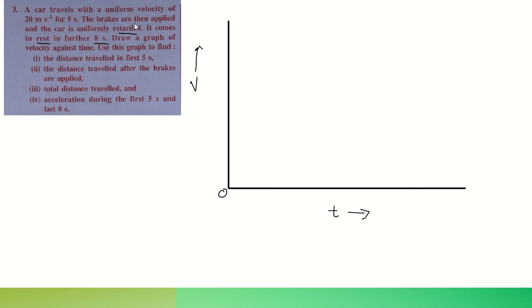So a car travels with a uniform velocity of 20 meter per second for 5 seconds. Okay, say this is our 20 meter per second. Initial velocity is 20 meter per second. It travels for 5 seconds. Okay, so this is where our 5 second is there. Okay, so time in seconds. So this is 5 seconds.